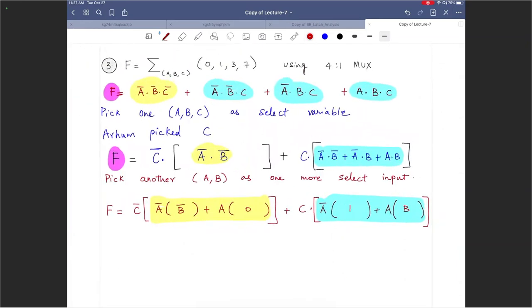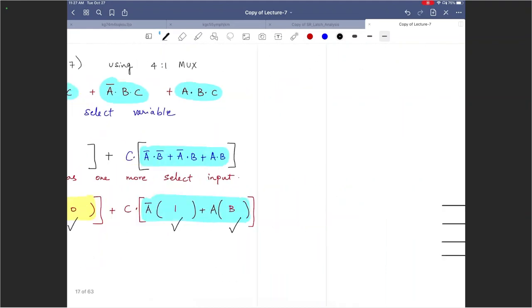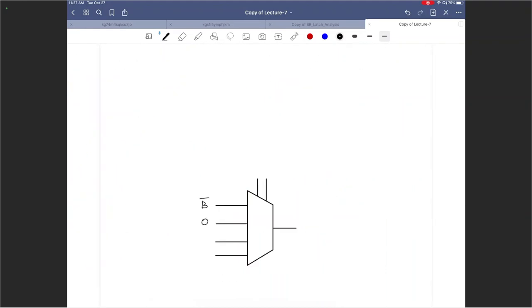And that's it. I have C as my most significant select. I have A as my least significant select. And my four inputs are B complement, 0, 1, and B. My most significant select was C, and my least significant select was A. This is my F.